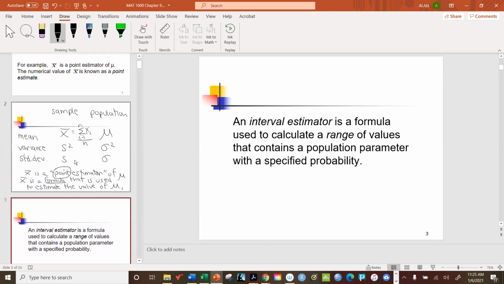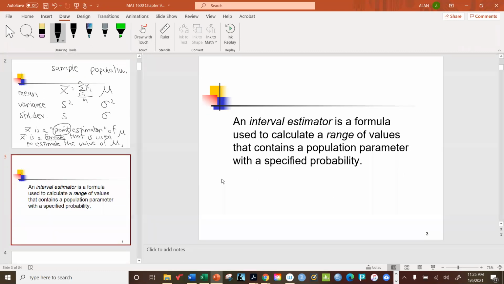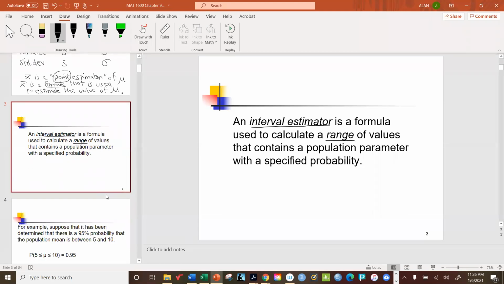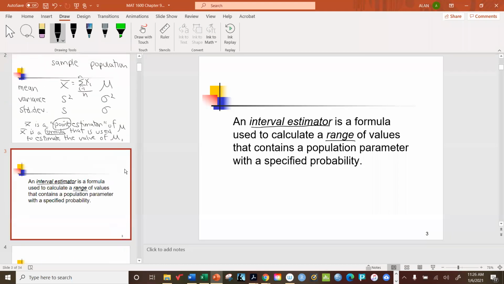So, as opposed to a point estimator, an interval estimator, which we're introducing in this chapter, is a formula used to calculate a range of values that contains a specific population measure or parameter with a given probability. Now, what does that mean? That's a very complicated sentence. So what I'm going to do is give you an example of this so that it makes more sense.